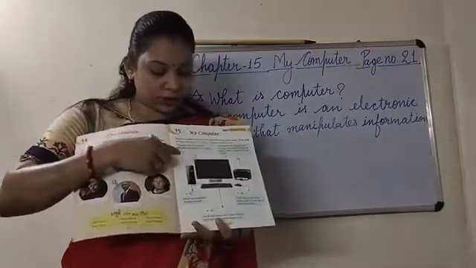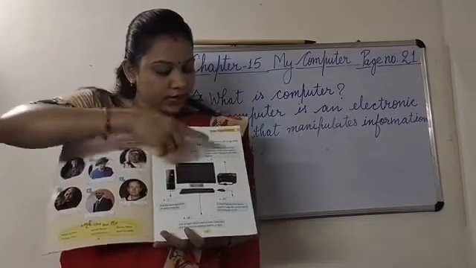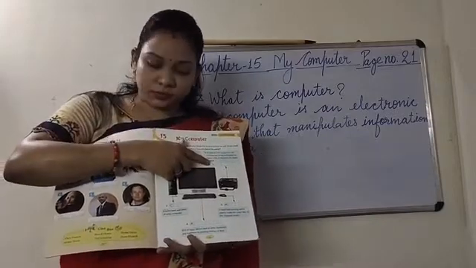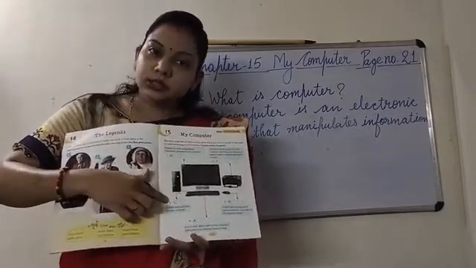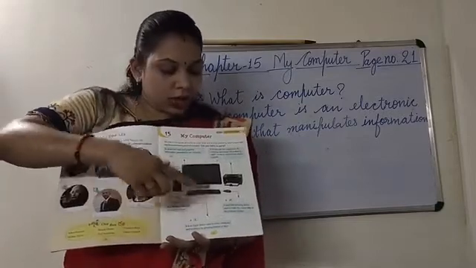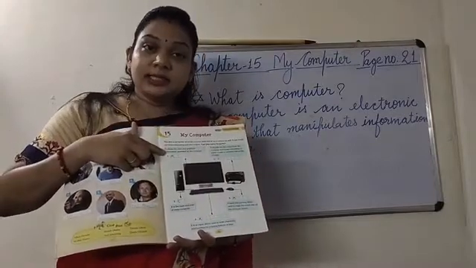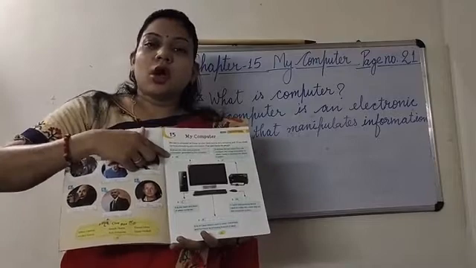In your book, the first part given is monitor. The second one is printer. Third is CPU. Fourth, keyboard. And fifth, mouse. Let's start from the monitor.